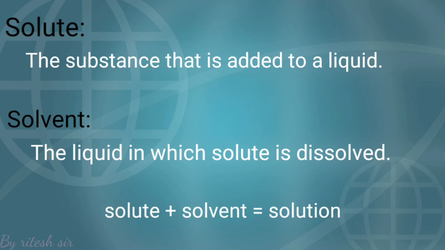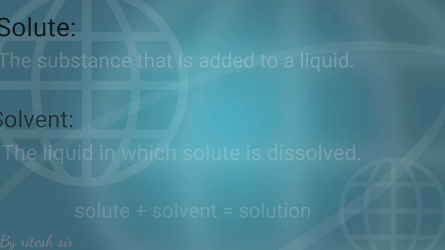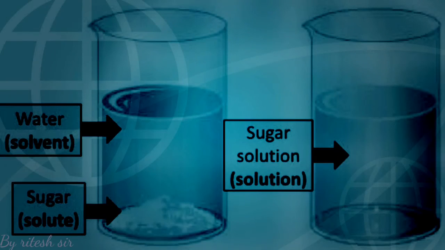Let us take an example, water and sugar solution. Here sugar is the solute and water is the solvent, because sugar is the substance that is going to dissolve in water and water is the liquid in which the solute is going to be dissolved.